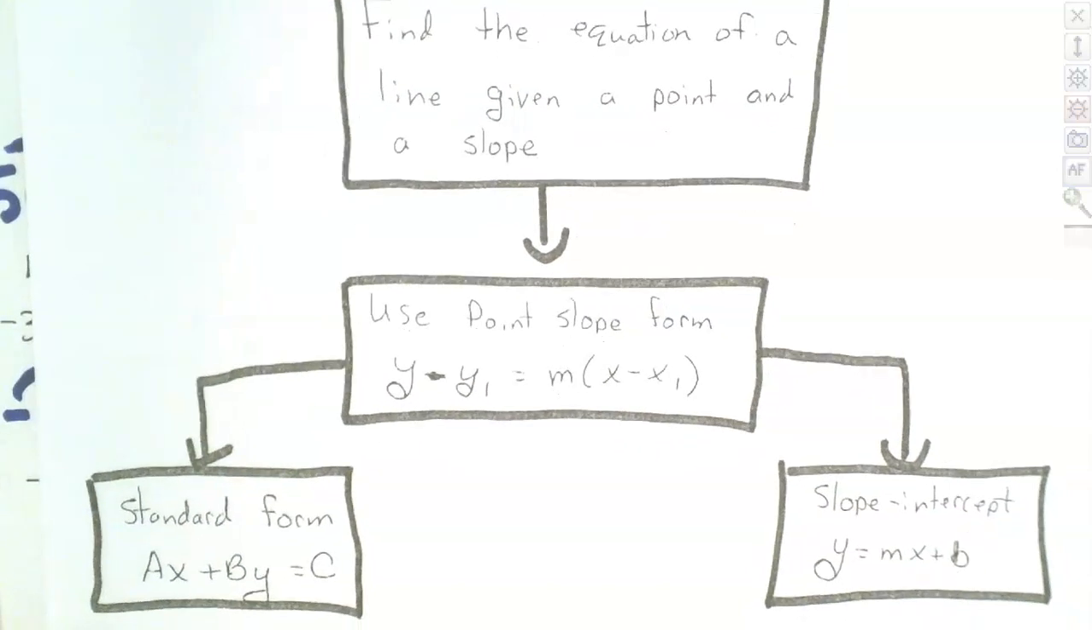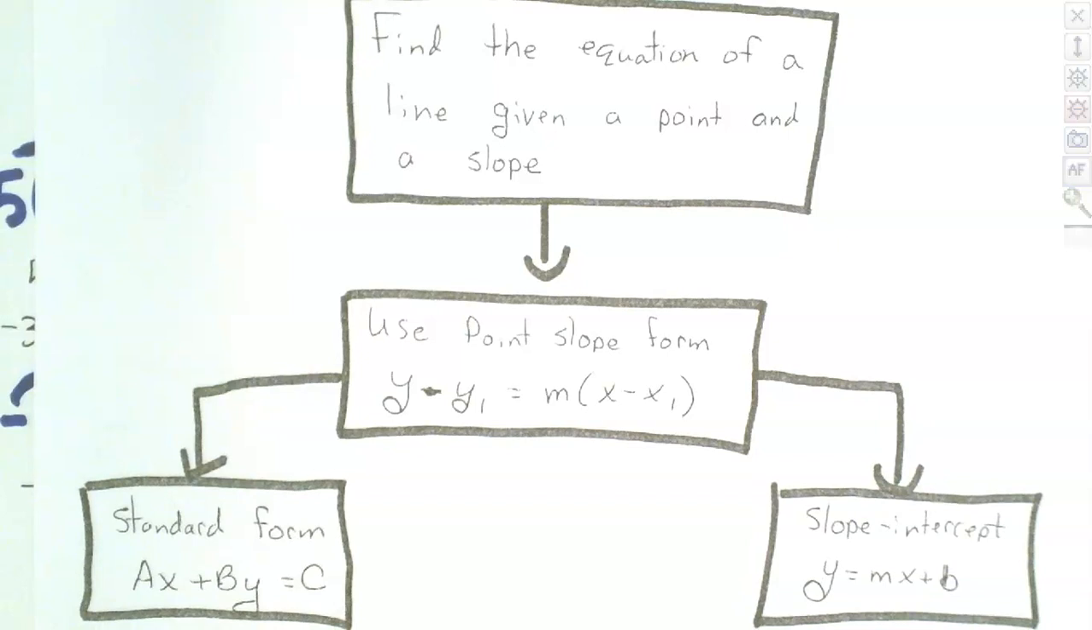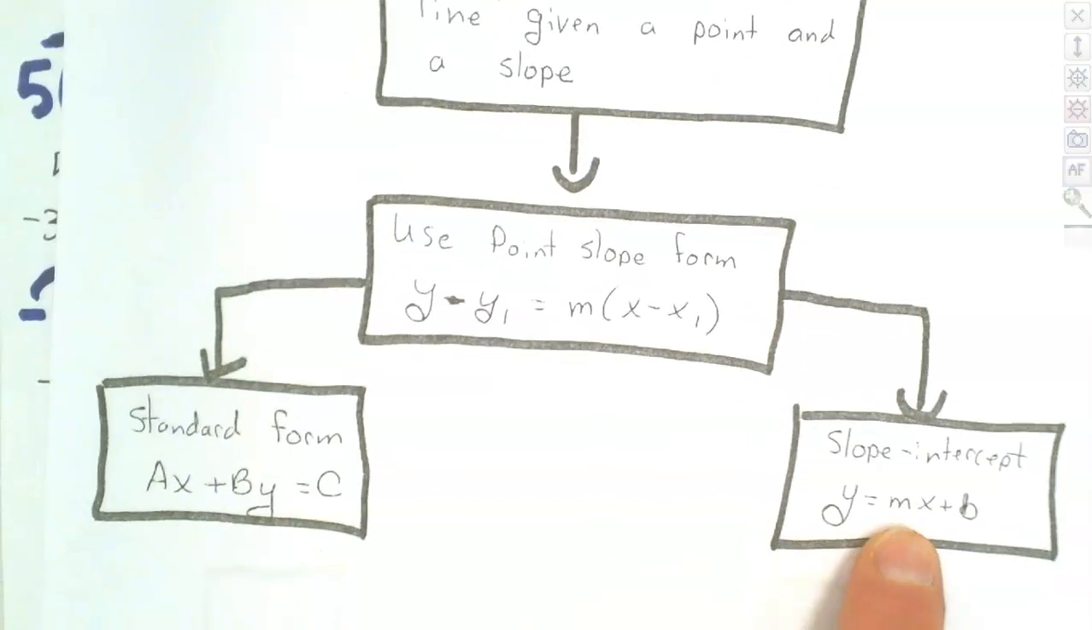So before break, we did this one. You find an equation of a line when you're given a point and a slope. So what did we do? Well, we used our point slope formula, and then we either got our answer in standard form or in slope intercept form over here.